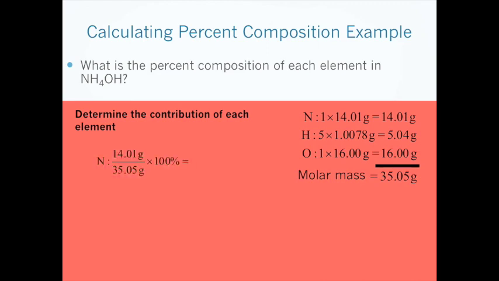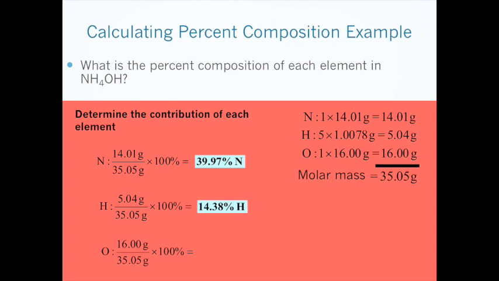Now, to find the mass percent, we divide each individual element by the total mass. So in the case of nitrogen, we have 14.01 divided by 35.05 times 100 equals 39.97% nitrogen. And likewise, hydrogen is 5.04 divided by 35.05 times 100, and that brings us 14.38% hydrogen. And then oxygen is 16.00 divided by 35.05 times 100, and that equals 45.65% oxygen. And that is by percent mass.